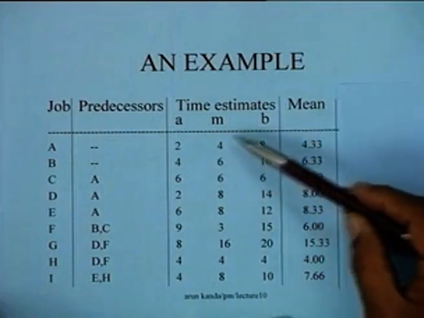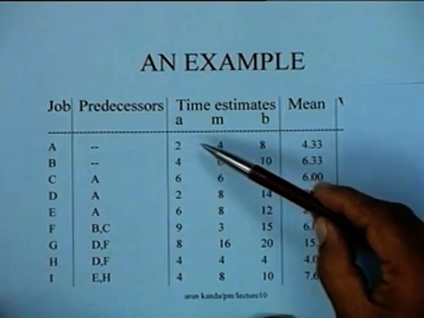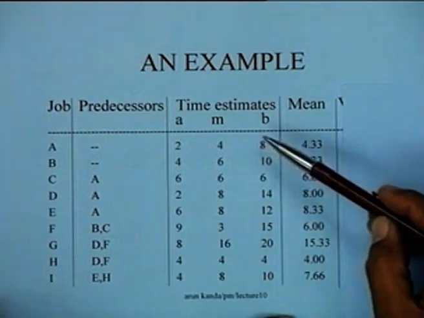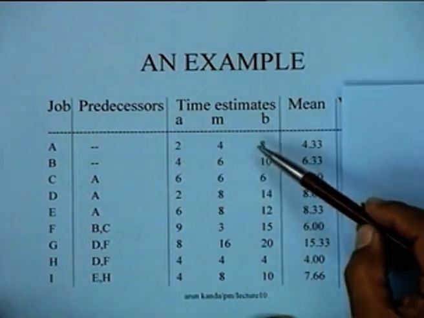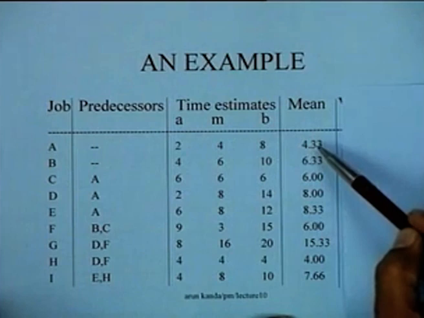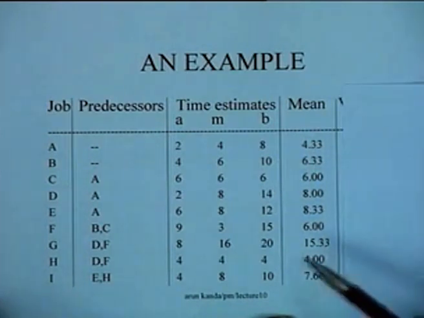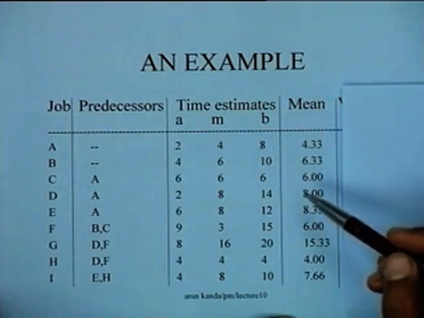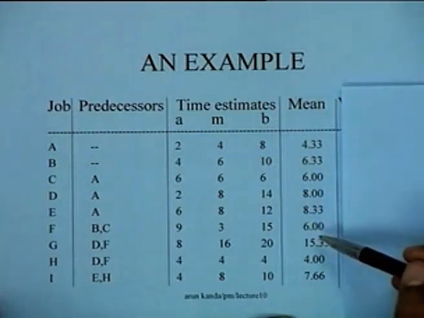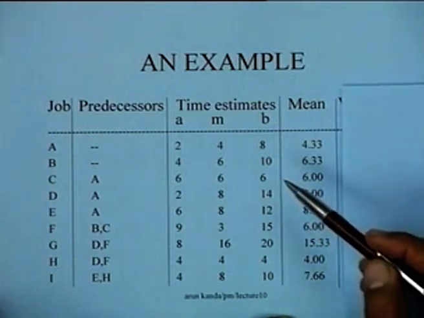So the mean for the activity, for instance, say take activity 1, (a + 4m + b) divided by 6 is going to be 16 plus 10, 26 divided by 6, and this value is 4.33. In a similar manner, all the means for all these activities are computed. So in activity F, the optimistic time is 3, most likely time is 9, and pessimistic is 15, so should the mean be 13? Could it be 13?